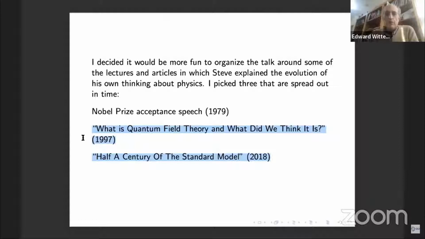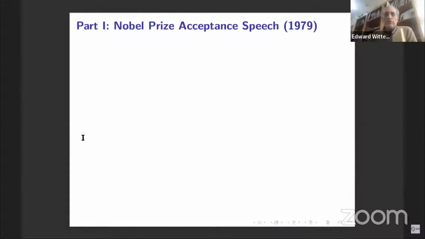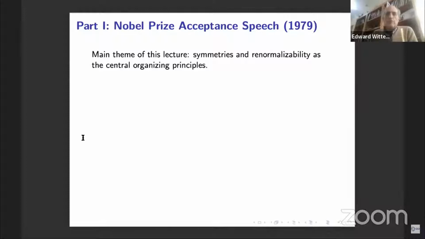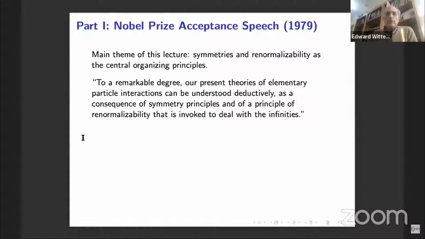So the first of the three of Steve's lectures and articles that we'll look at closely is the Nobel Prize acceptance speech from 1979. A main theme of this lecture is that there were two central organizing principles, as Steve sees it, in the development of the Standard Model, which were symmetries and renormalizability. So he writes, "To a remarkable degree, our present theories of elementary particle interactions can be understood deductively as a consequence of symmetry principles and a principle of renormalizability that's invoked to deal with the infinities."